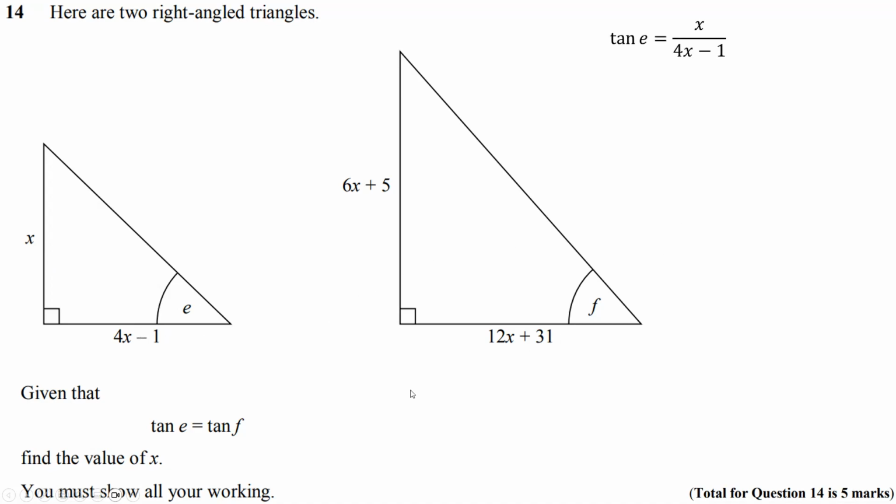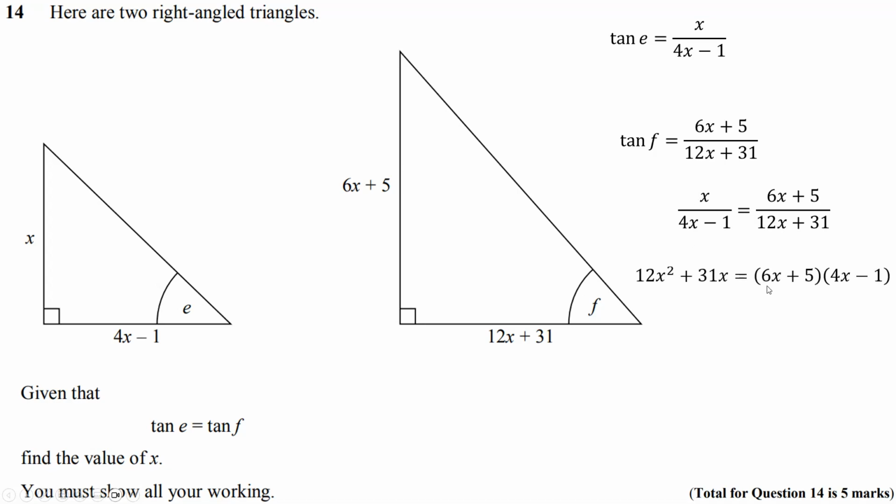Okay. Now tan F is, well, the angle is F, opposite over adjacent. So tan F equals 6X plus 5 over 12X plus 31. And the question says these are equal. So let's make them equal to each other, like this. And now we can solve this for X. So if you multiply by 12X plus 31 on both sides and 4X minus 1 on both sides, you'll have 12X squared plus 31X equals, and then this double bracket here. And this gives you, if you just go slowly, you'll get 24X squared plus 14X minus 5.